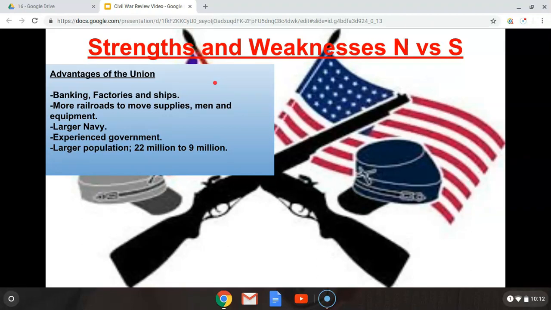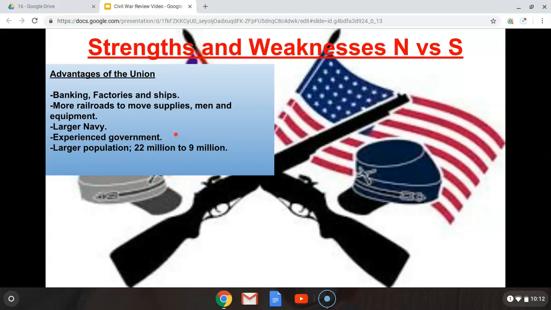The North had a much more experienced government. Remember, the North, New York City, Philadelphia, those areas right there, they were the basis of our government for a long time. Yes, correct. It does move to Washington, D.C. Correct. That is considered to be like part of the South, according to Thomas Jefferson and James Madison, but it's still part of the North. Okay, so they had a more experienced government.